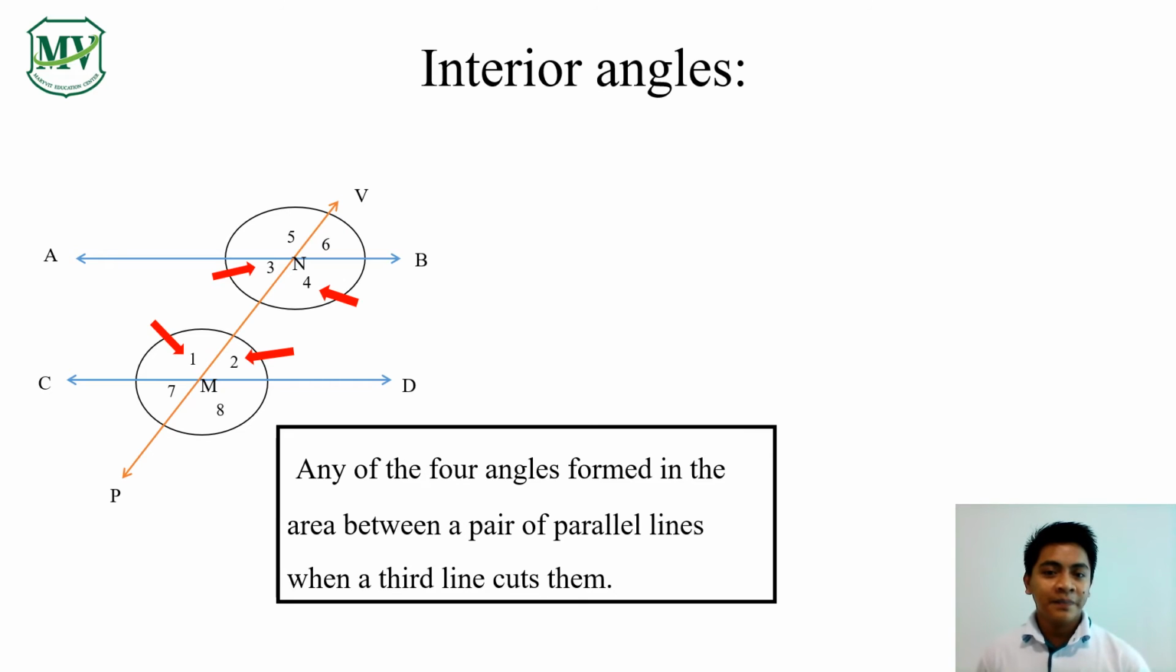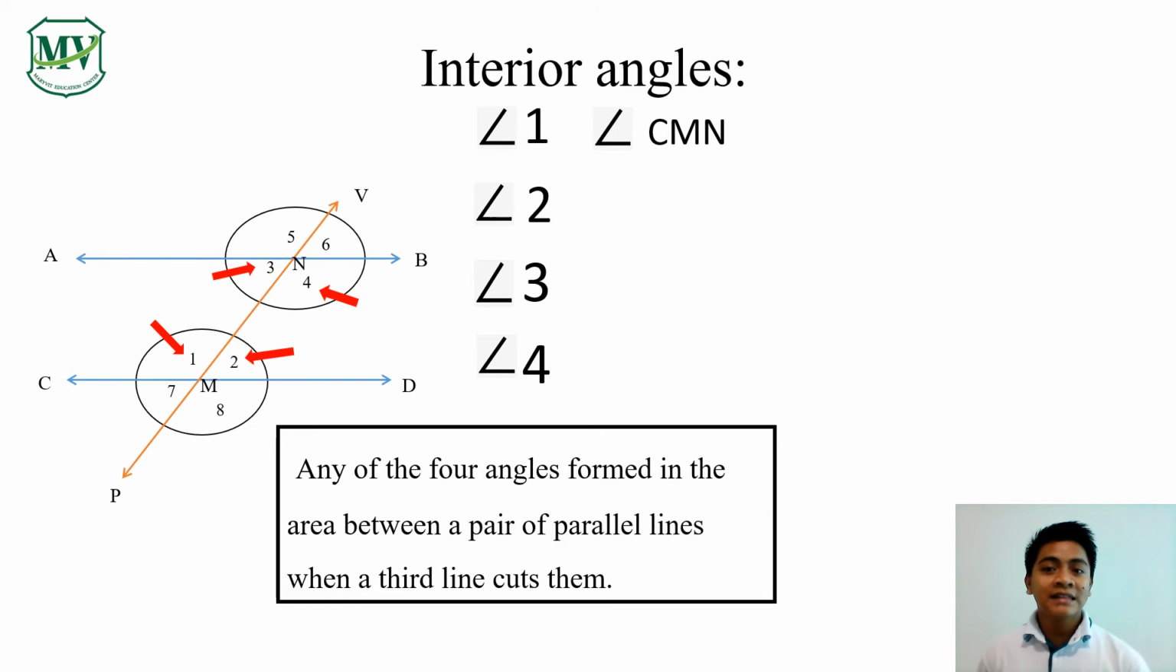Look at the picture. The interior angles are angle 1, angle 2, angle 3, and angle 4. We can name also those interior angles using those letters. Angle 1 is also called angle CMN. Angle 2 is also called angle DMN. Angle 3 is also called angle ANM. And angle 4, angle BNM.